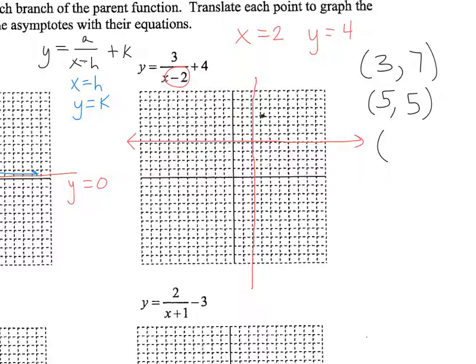Let's plug in just 6. So 6 minus 2 is 4, 3/4 plus 4 is 4 3/4. You can plug in whatever ones you want. I just want to make sure I get 3 on each branch. So for 5, 5 is 1, 2, 3, 4, 5, up 5, right here. And then 6, 4 3/4. And then I have a blue curve.